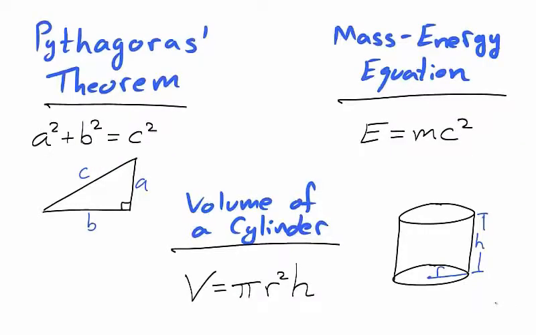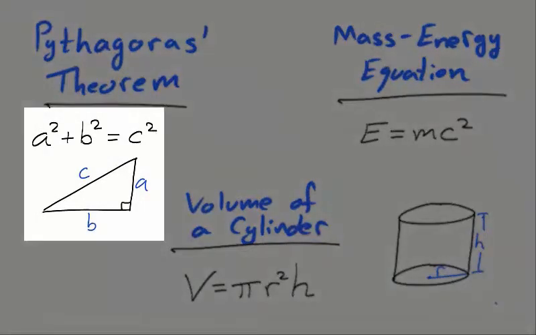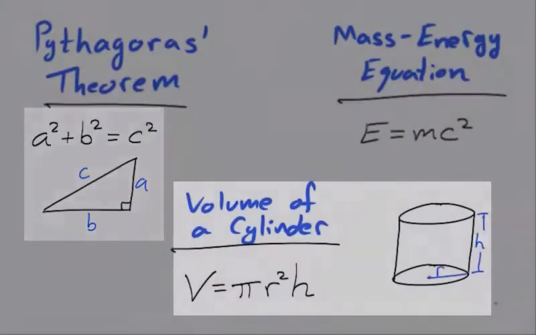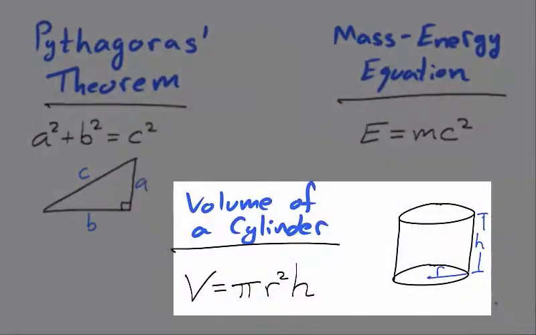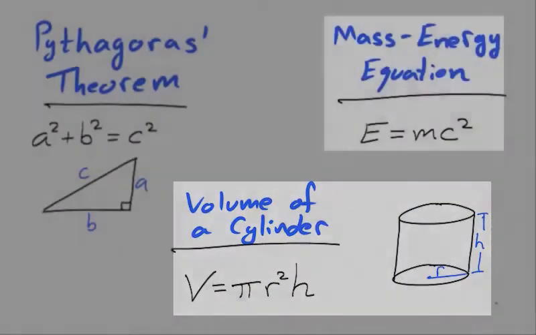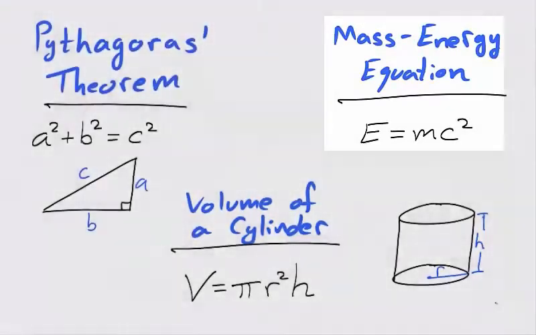Equations are used to describe a relationship between variables and constants. From Pythagoras' theorem, which relates the sides of a right triangle, to the volume of a cylinder, which relates volume to the measurement of height and radius, to Einstein's mass-energy equation. Physical laws are expressed by equations which relate important concepts. These equations describe a relation in a static time frame.